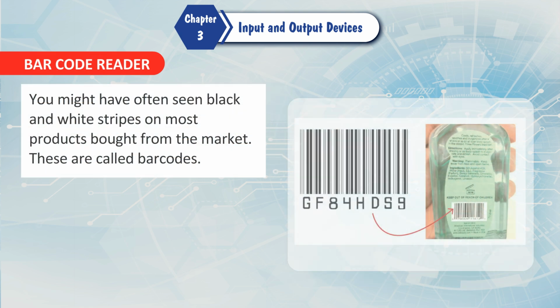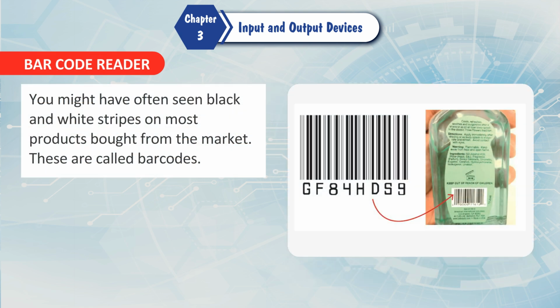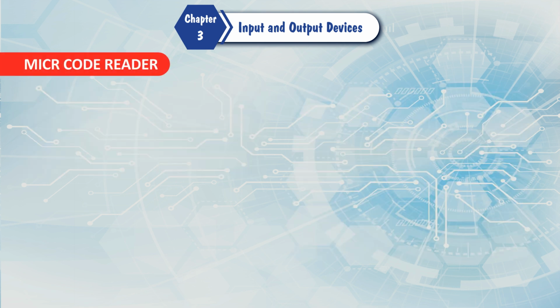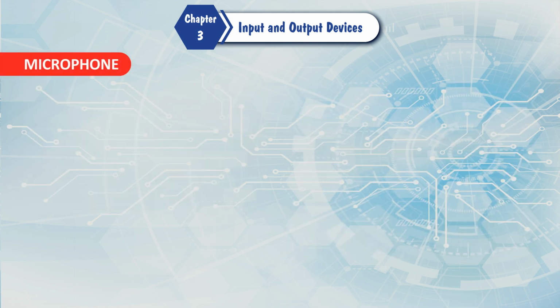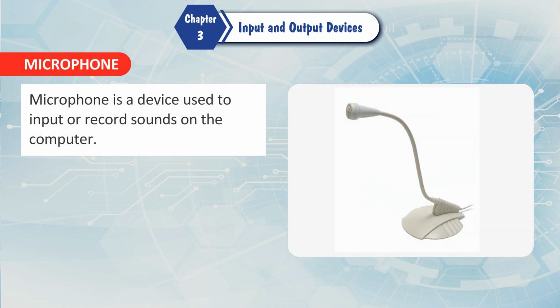Barcode reader. You might have often seen black and white stripes on most products bought from the market. These are called barcodes. MICR code reader. Sometimes characters are printed on special papers like a bank check using magnetic ink. MICR is a machine that scans magnetic ink. MICR stands for magnetic ink character reader. Microphone. Microphone is a device used to input or record sounds on the computer.